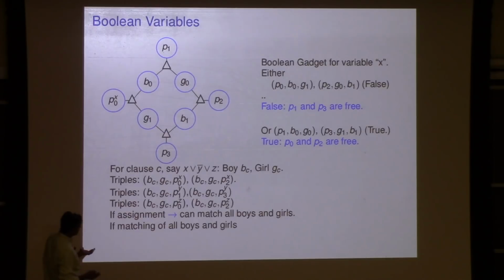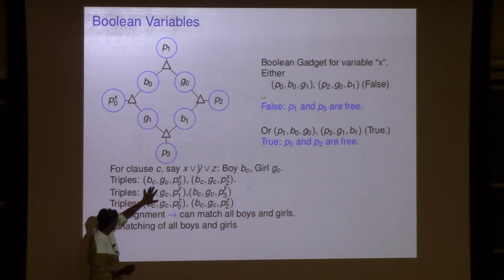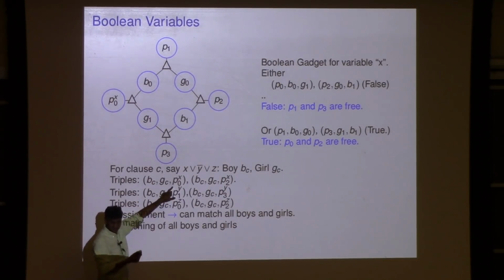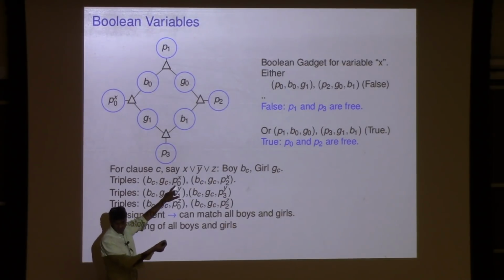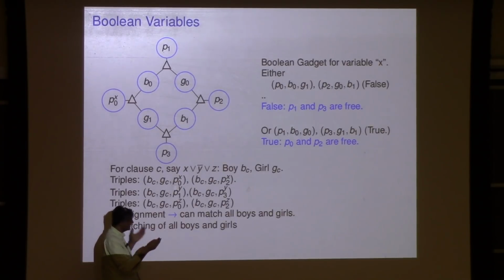Now, if there's a matching of all boys and girls, there's an assignment, and it's just the same argument. This is very tight. It's tight in both directions, right? If I do have a matching of all the boys and girls here, there's some pet that was free in some gadget. That means that gadget was set to true or false. Okay, this gadget is a little complicated, but once you construct it, it's clear that they're exactly the same thing.